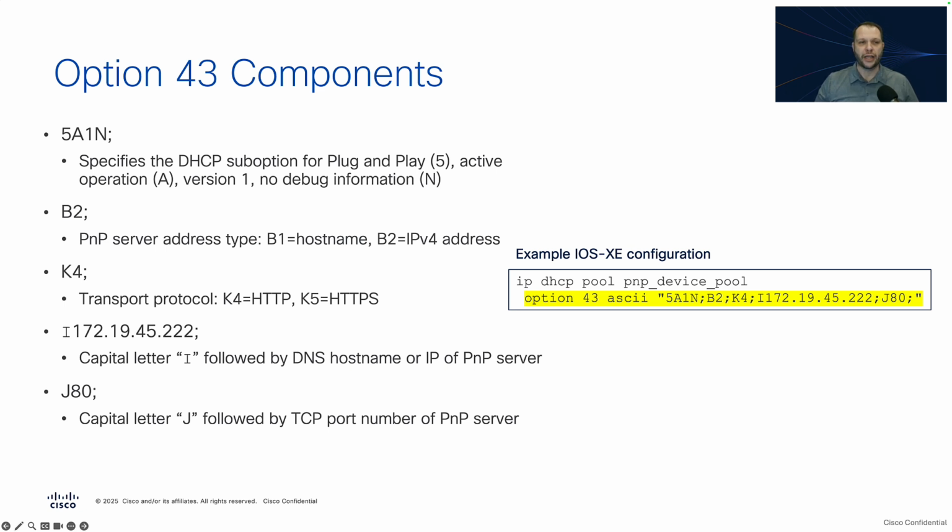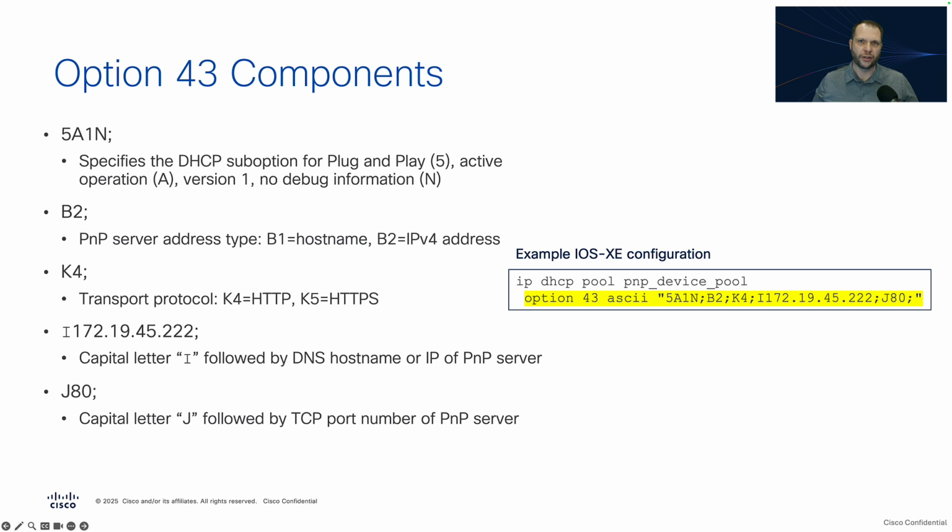It's followed by an A for active operation. There's also an option P for passive, but active indicates that the device should actively reach out to the plug and play server. The number 1 denotes that we're using version 1 of this protocol or this process. And the letter N denotes not enabling debug information.